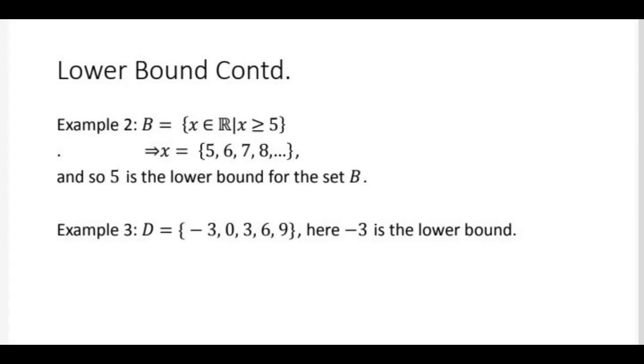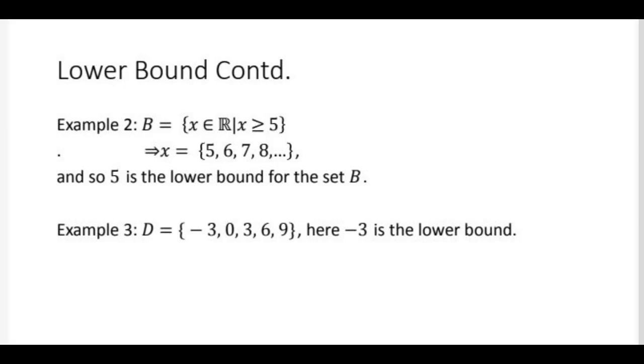Since 5 is the smallest number in this set, and every other number in the set is greater than or equal to 5, we say that 5 is a lower bound for the set B. In fact, it is also the least lower bound, because there is no number greater than 5 that is still less than or equal to all the elements in the set.